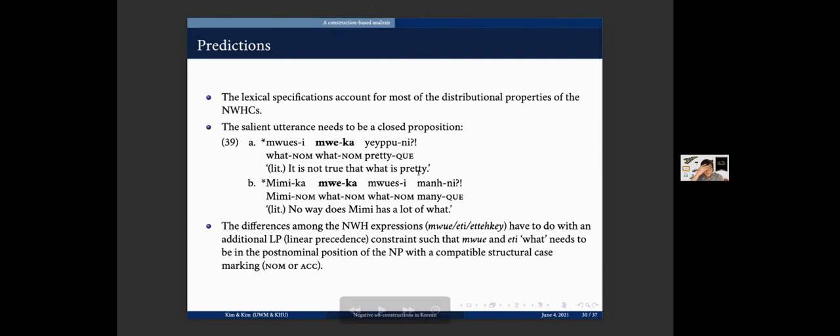So this lexical specification can account for most of the distributional properties of the NWH words. And as we have argued, the salient utterance needs to be a closed proposition. That's why an NWH word cannot appear in a wh-question denoting an open proposition. So in 39, 무엇이 뭐가 예쁘니? or in 미미가 뭐가 무엇이 많니? these sentences are ungrammatical.